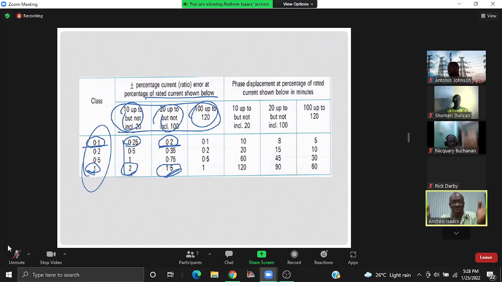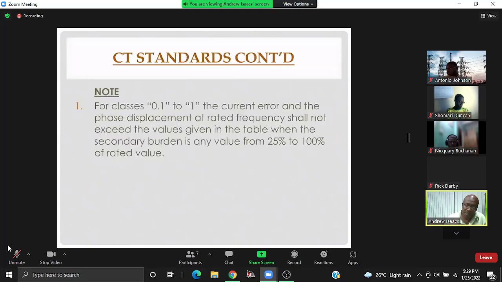The phase displacement, as we mentioned earlier, which is the angular displacement between IS and IP, they are shown. So for the 10 to 20, these are phase displacements in minutes. Yes? Of course, 60 minutes is like 1 degree. All right? So these are the displacements in minutes, angular displacements, obviously. Based on these measurements, or these CTs, these classes, we can determine what the phase error or phase displacement would look like, or the current error. This is just specifying the burden that will be used.